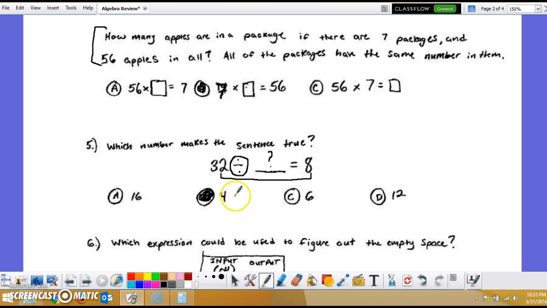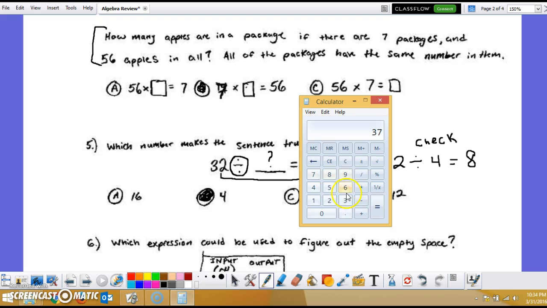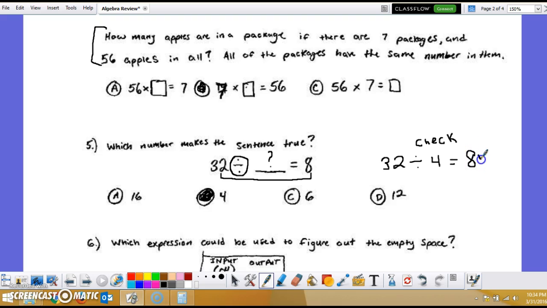Now, we also told the students that with open number sentences, you should always be able to check. So after you solve it, over here on the side, check your response and see if you're correct. Replace the variable, the question mark, with exactly what you thought the answer was, in this case 4, and see if it equals 8. So I'm going to take 32, divide it by 4, and I get 8. This problem checks out. Every single open number sentence can check out as long as you apply whatever you believe that variable is to the actual equation.